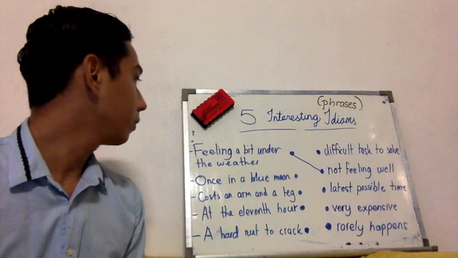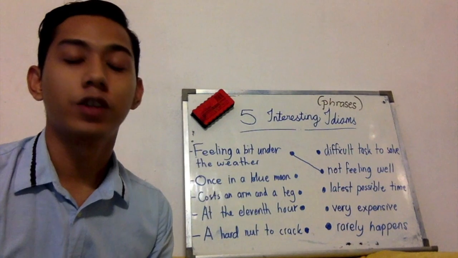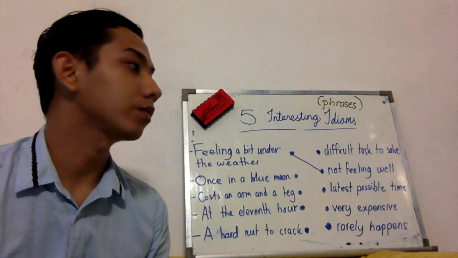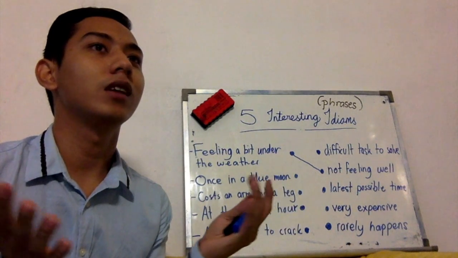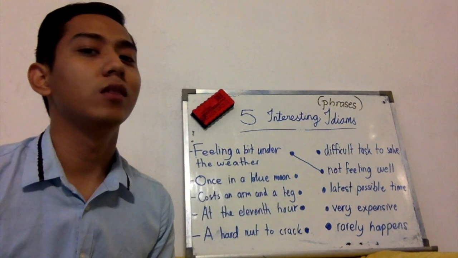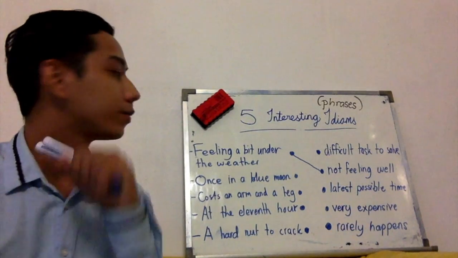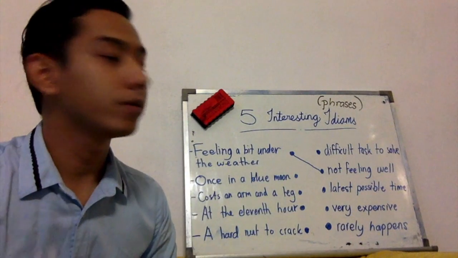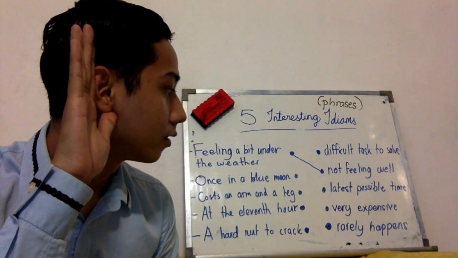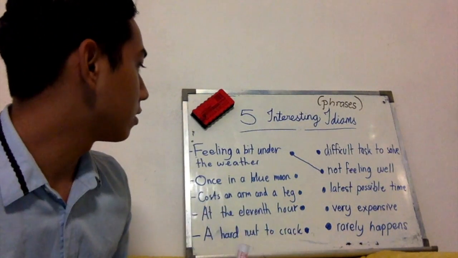Alright, let's carry on. Once in a blue moon. Here's an example of a situation. Wow, it's snowing in Thailand. This is something that happens only once in a blue moon. So which one is it? Can you tell me which one is the answer? Rarely happens. Very good, guys. That is correct.